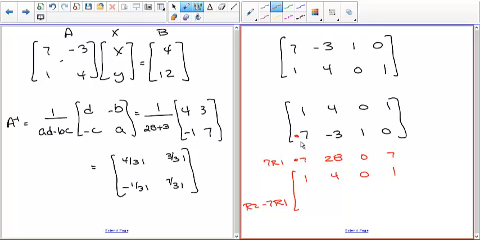7 minus 7 is 0. Negative 3 minus 28 is negative 31. 1 minus 0 is 1. 0 minus 7 is negative 7.